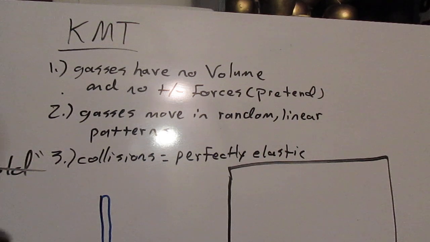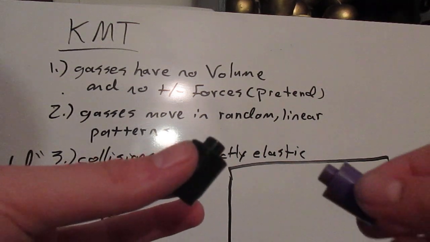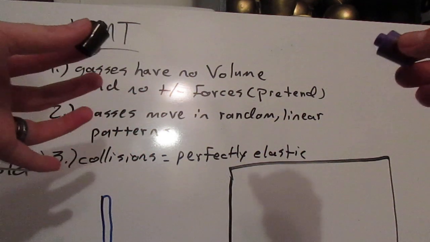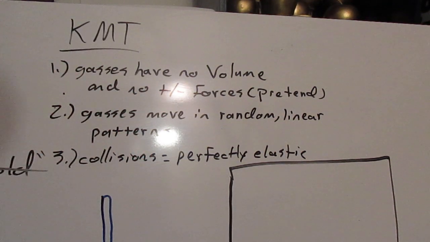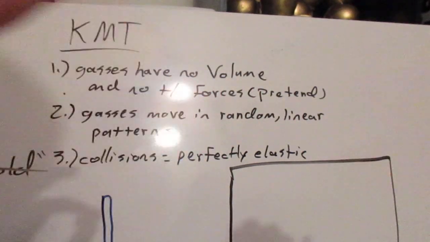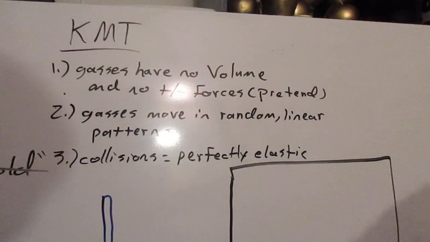So when gas particles move, it's 80 miles per hour, 80 miles per hour, and so on. They're not going to slow down. In the real world, if we were going 80 miles per hour, it would crumble and stop. Gases don't do that. They hit and keep going.